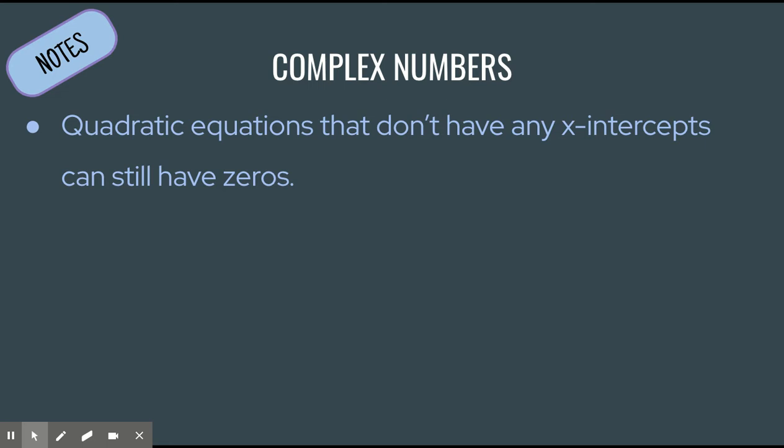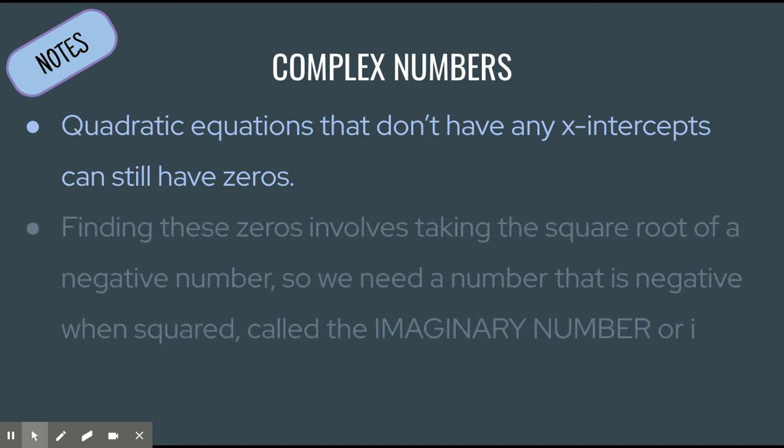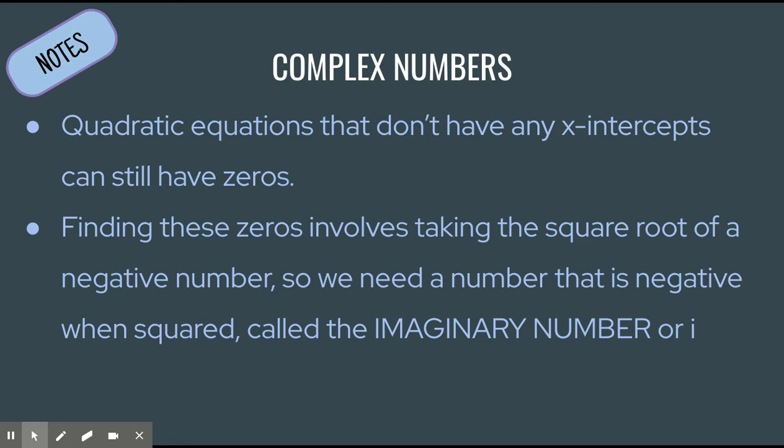And I kind of mentioned this before, but those zeros are called imaginary if you can't see them on the actual graph, on the x-axis. And how these work is we need to find a way to take the square root of a negative number, because that's what was stopping us from finding them before.